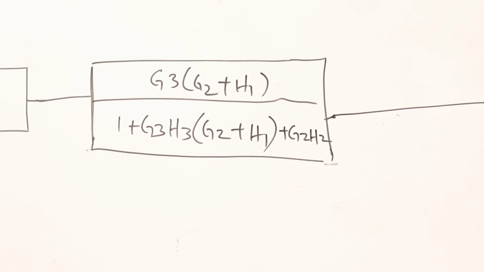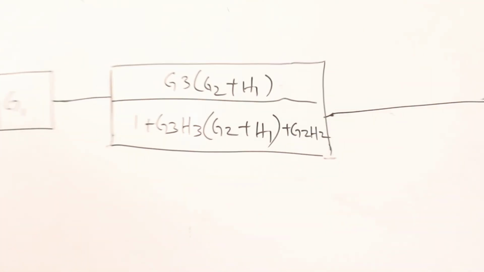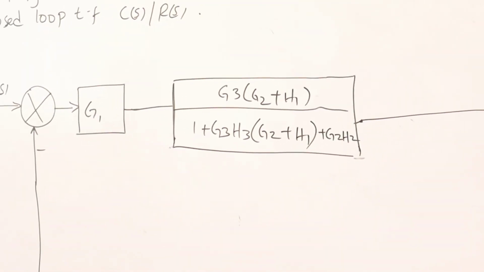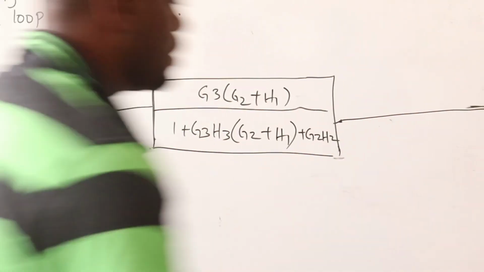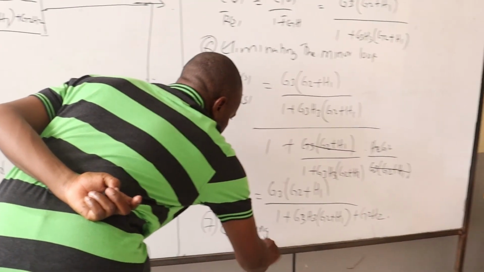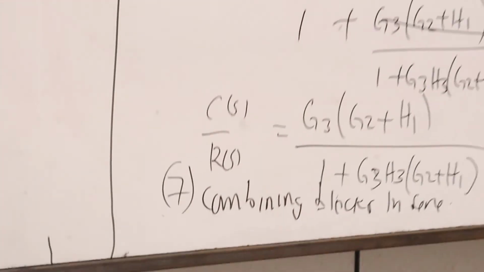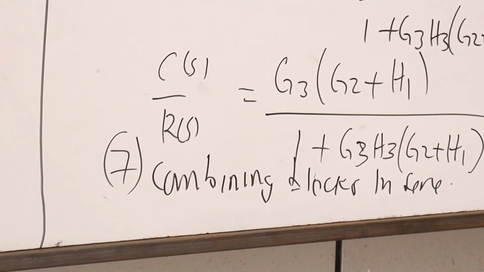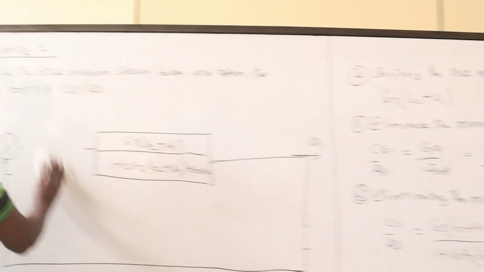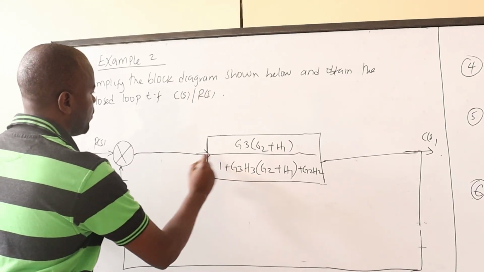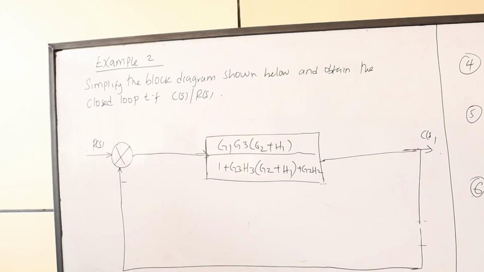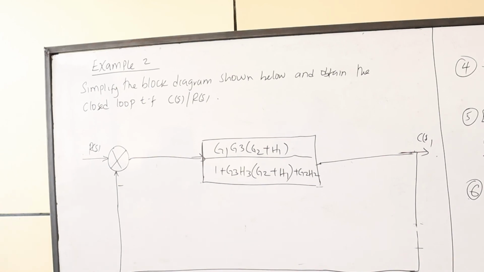After that, we can see that we can combine the G1 and that one that are in series. So step number 7, combining blocks in series. You combine the blocks that are in series, multiplying that by that. So we are simply going to have our G1 here, and that G1 combines all that in series.